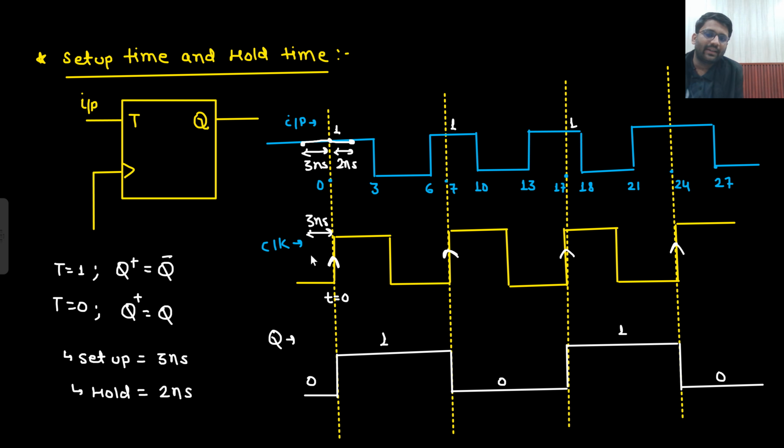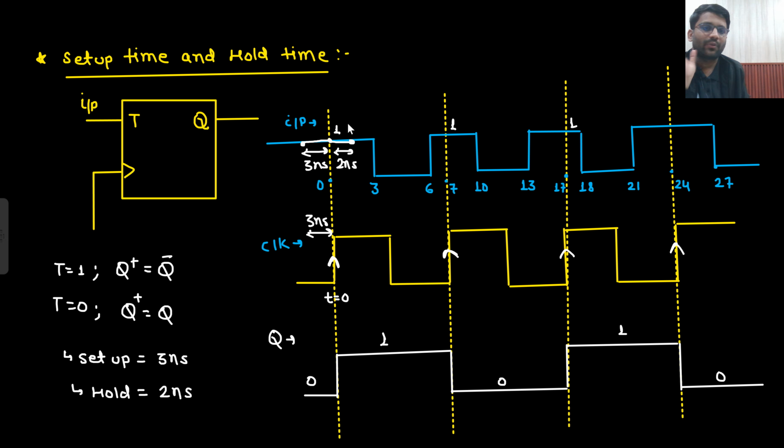What is the meaning of setup? Setup means something has to be already stable. So when the clock edge is coming, the input should already be stable for 3 nanoseconds. And what is the meaning of hold? Hold means the input should be holding its value for 2 more nanoseconds. Is that clear to you or not? So when the clock edge is coming, for setup time it will look back 3 nanoseconds, and for hold time it will look ahead 2 nanoseconds.